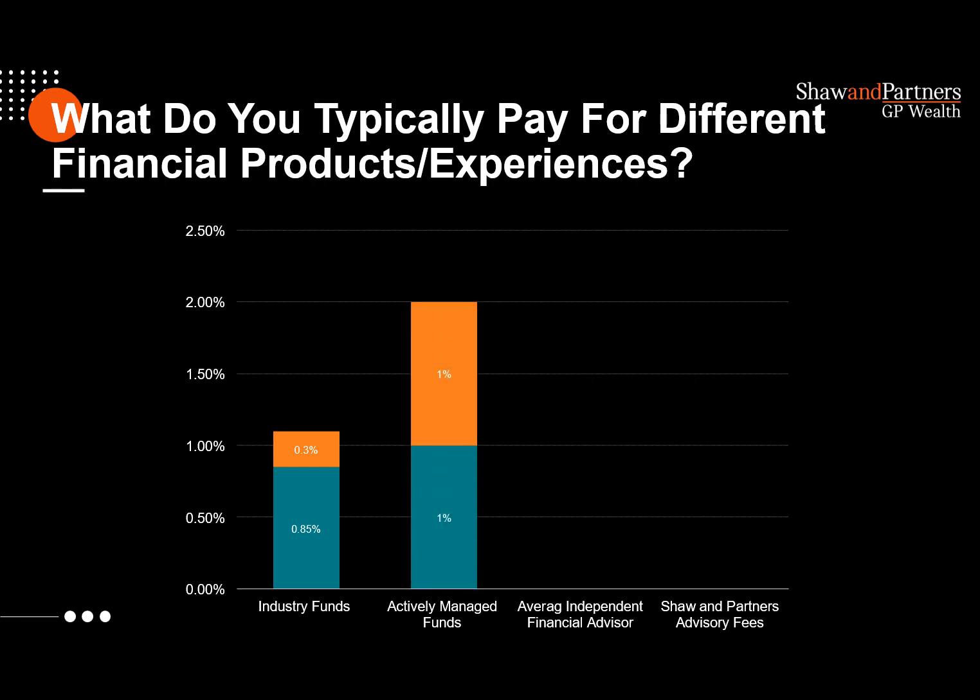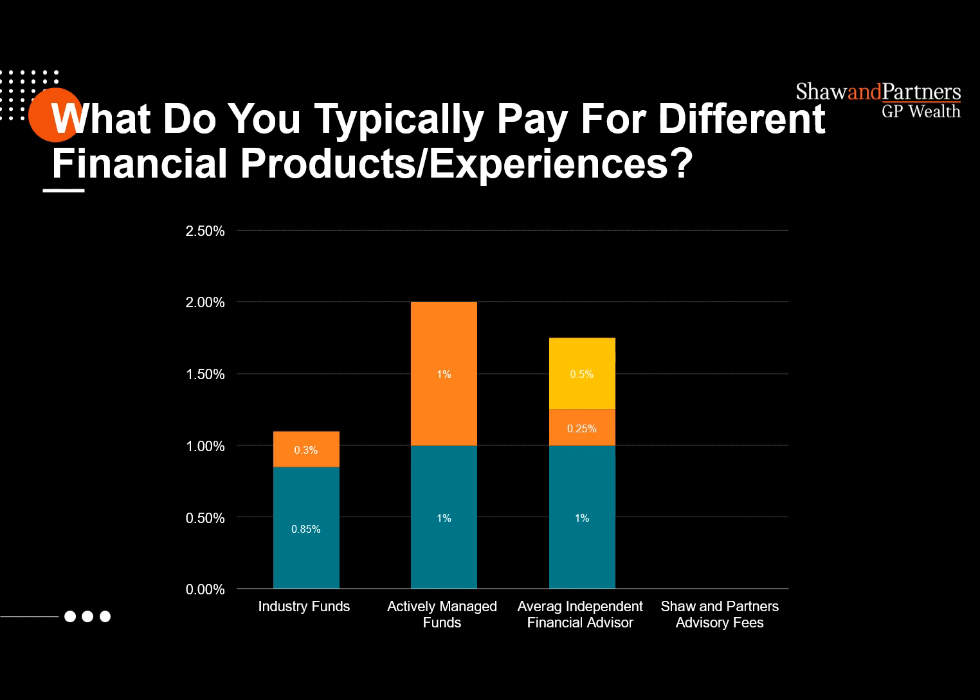Actively managed funds, again, can range anywhere from 0.25 to 1.5 to 2% depending on the particular manager that you're using. Again, these managers do not provide individual or personalised advice to your particular circumstances. When you look at an average independent advisor, when they aggregate financial planning advice on top of investment management fees, on top of administration, we find a lot of them can range between 1.5 to 2.25% on aggregate.